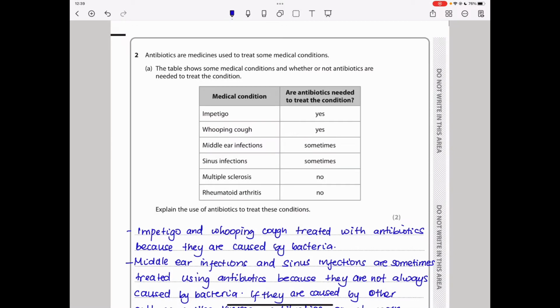Question 2. Antibiotics are medicines used to treat some medical conditions. The table shows some medical conditions and whether or not antibiotics are needed to treat the condition. So we see the medical condition: impetigo, yes. Whooping cough, yes. Middle ear infection, sometimes. Sinus infection, sometimes. Multiple sclerosis, no. And rheumatoid arthritis, no.